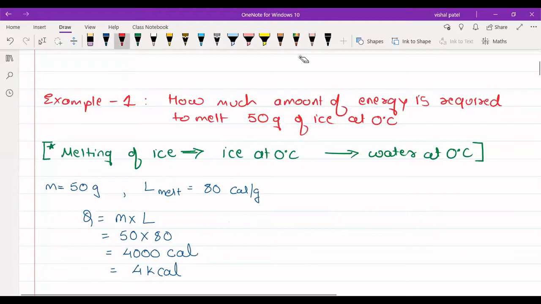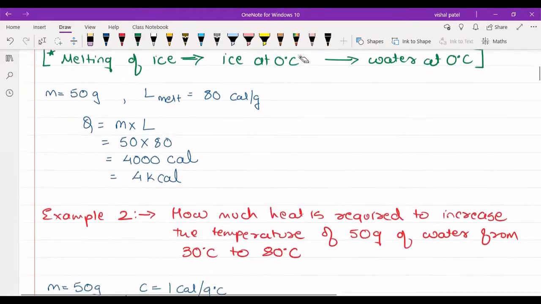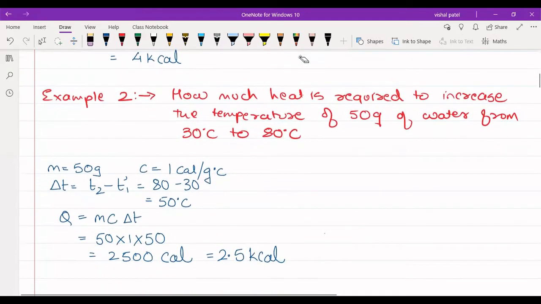Okay, now one more thing, students. If, now see this, if, wait, no problem. I'll teach you that in the later sums. Otherwise you will get confused. See this. See the second example.